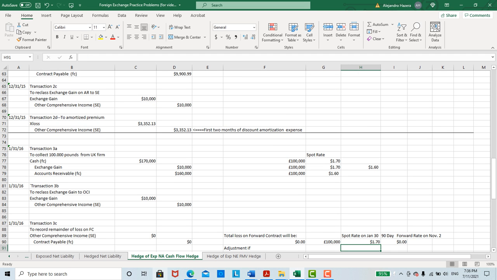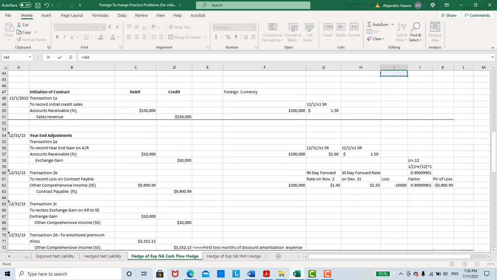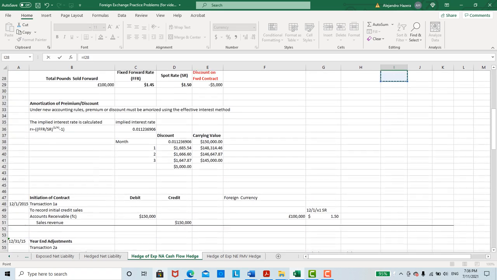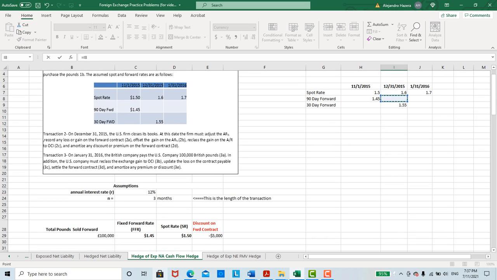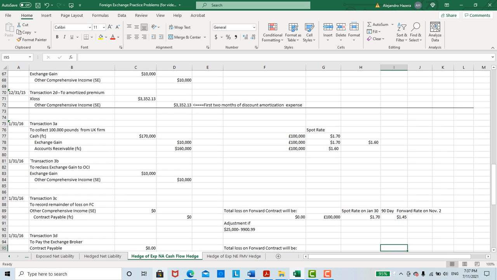That's good. Okay, and then the total loss on the forward contract was, we're going to look at the total loss, is based on, way up here, $1.45 9-day forward rate as of December 31st. Okay, so the total loss on the forward contract is, because originally the market was saying 90 days from November 2nd, the value is going to be $1.45, so $145,000 is going to be the worth of 100,000 British pounds.